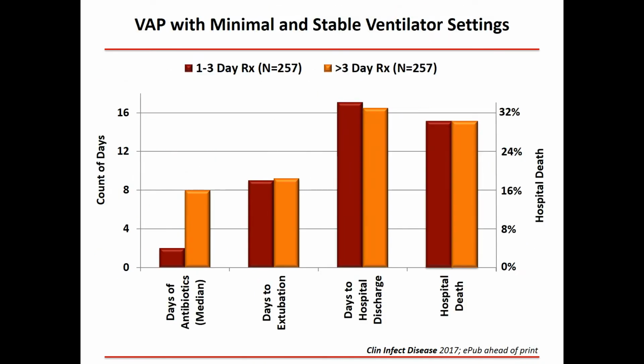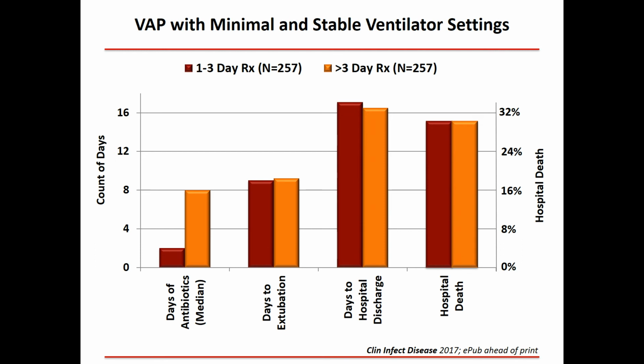And what they found was no difference over here in clinical outcomes, so no difference in days to extubation, days to hospital discharge, or hospital death, suggesting that those short course treatments in this subset of VAP patients with minimal and stable settings did not appear to be problematic. In other words, short course treatment of 1, 2, 3 days was fine for that population. So those three different approaches to get yourself below 7 or 8 days of treatment: clinical judgment alone, procalcitonin, or evaluation of daily ventilator settings to find those who have minimal and stable settings.